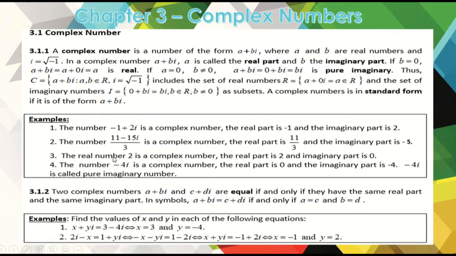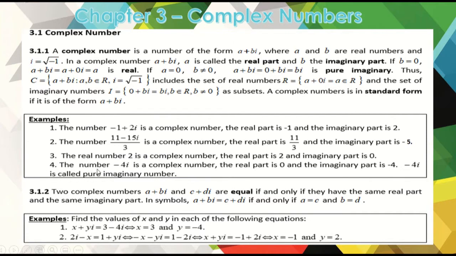Third, the real number 2 is a complex number. The real part is 2 and the imaginary part is 0. So, ang real number nga 2, complex number day gihapon ni siya. Pero lang, ang iyang imaginary part is 0. So, that could be 2 plus 0i. Mao na nga 2 na lang ang nabilin.